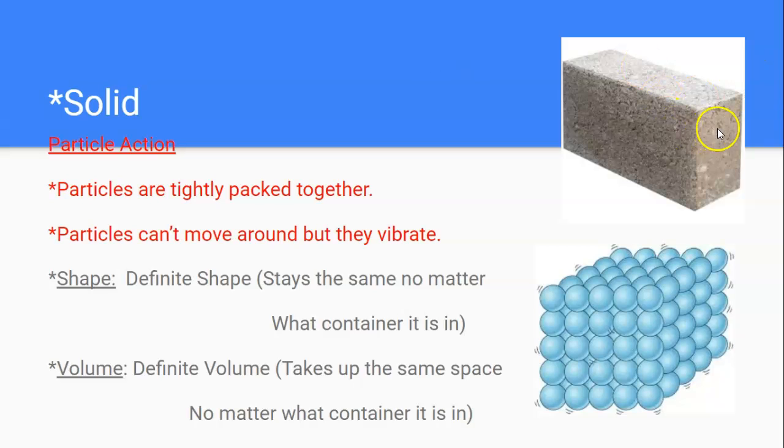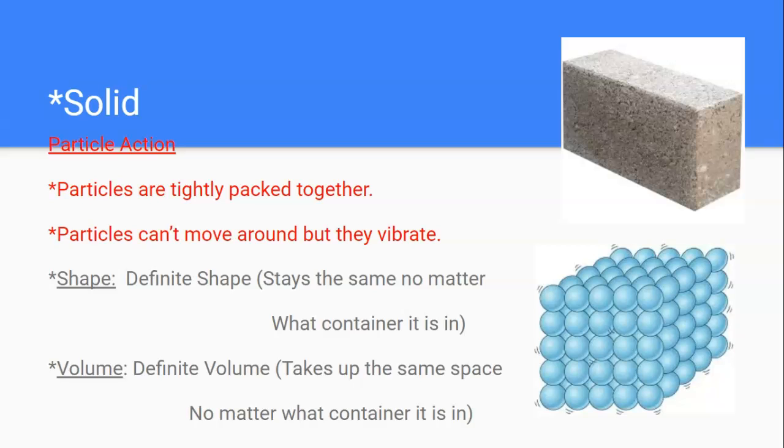If I took this brick and I put it in a box, or on a desk, or in a room, or in my shoe, is the shape of the solid going to change? No, that shape's going to stay the same no matter what unless I break it, right? How about the volume, right? Volume is how much space it takes up.